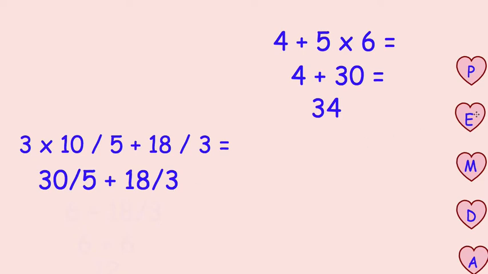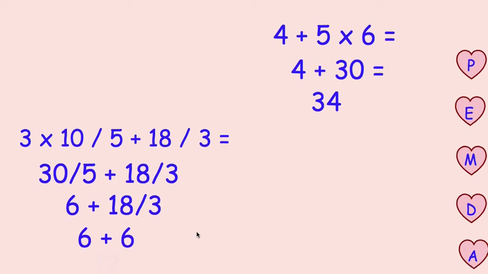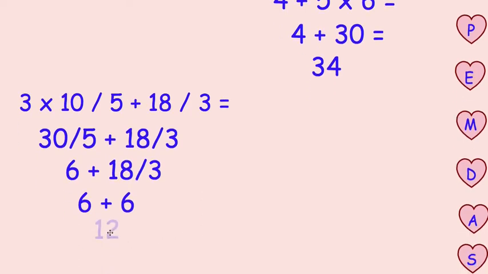Okay? Now I look at this problem. Is there a parentheses? No. Exponent? No. Multiplication? No. But there is division. So 30 divided by 5 is 6. I bring down the rest of my problem. Notice my problems are going down into an upside down triangle because I'm solving one thing at a time. So what's next? Do I do addition or division? Well, division comes before it. So 18 divided by 3 is 6, and 6 plus 6 is 12. So my answer to 3 times 10 divided by 5 plus 18 divided by 3 equals simply 12.